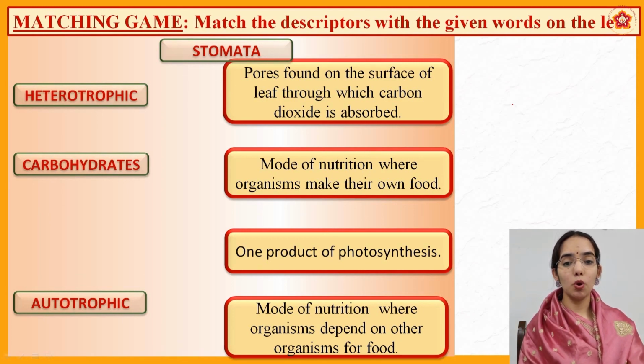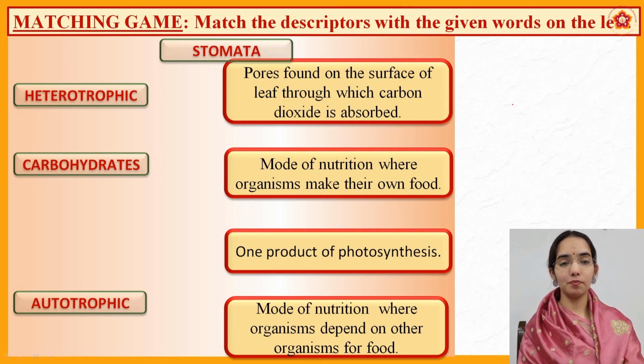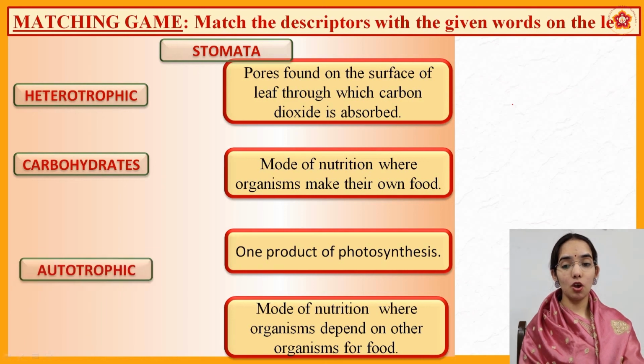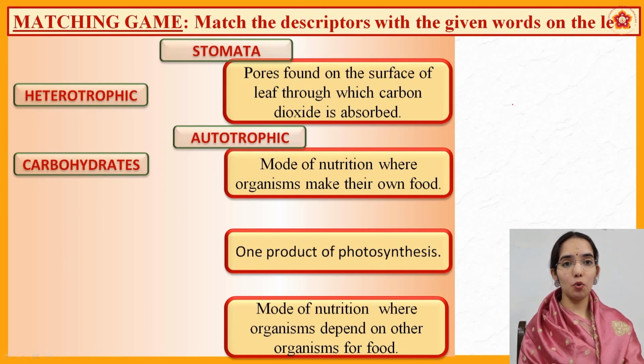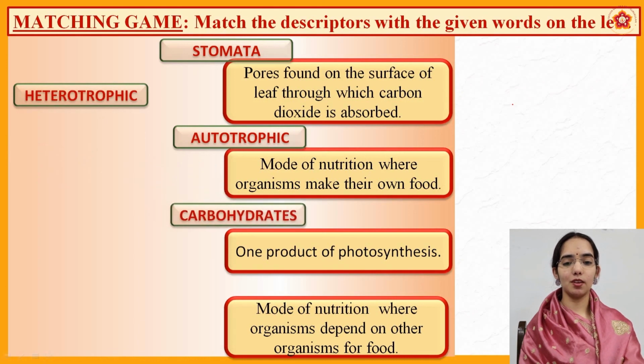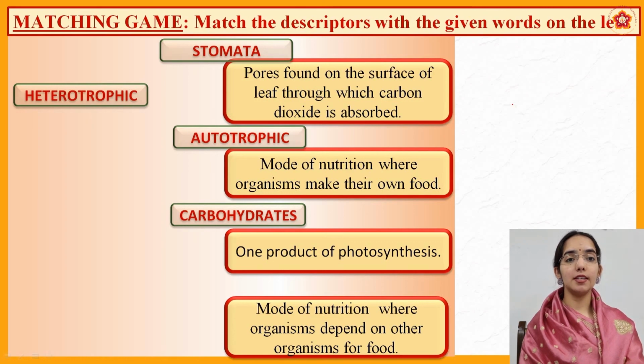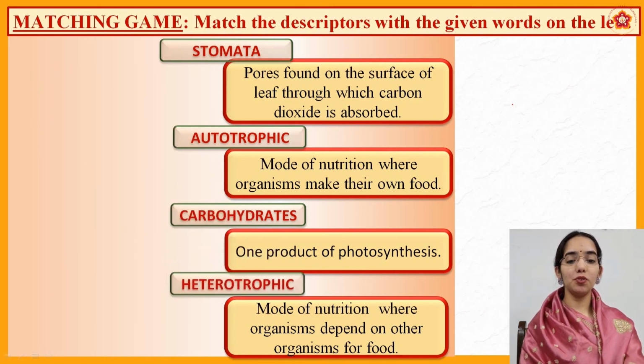Mode of nutrition where organisms make their own food. So what is that mode called? Yes, it is autotrophic. One product of photosynthesis. So now we have only two options left. What will it be? Will it be heterotrophic or carbohydrates? It will be carbohydrates. Now the last statement is mode of nutrition where organisms depend on other organisms for food. We all know that it is heterotrophic mode of nutrition.